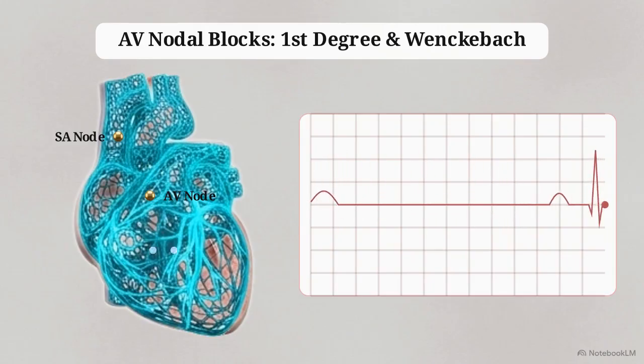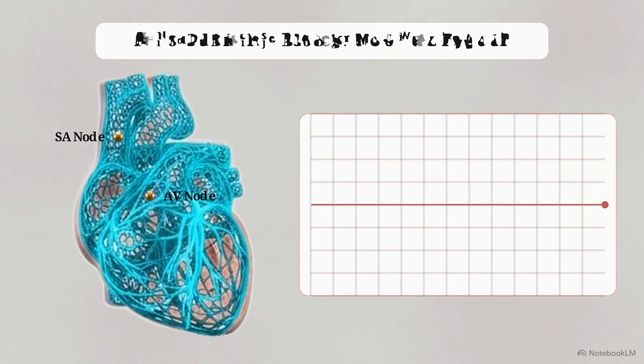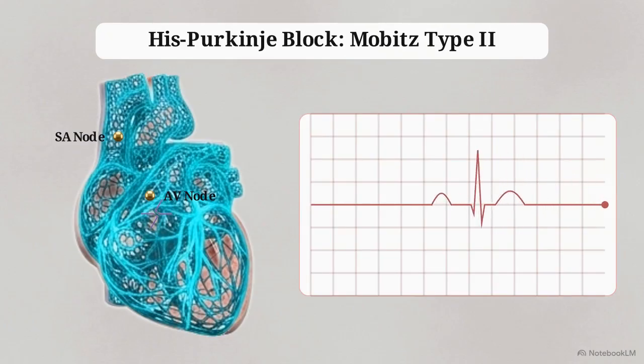First-degree block and Mobitz type 1, or Wenckebach, are typically reversible delays occurring within the AV node itself. On the monitor, Wenckebach is visualized by a PR interval that progressively lengthens until a ventricular beat is dropped.